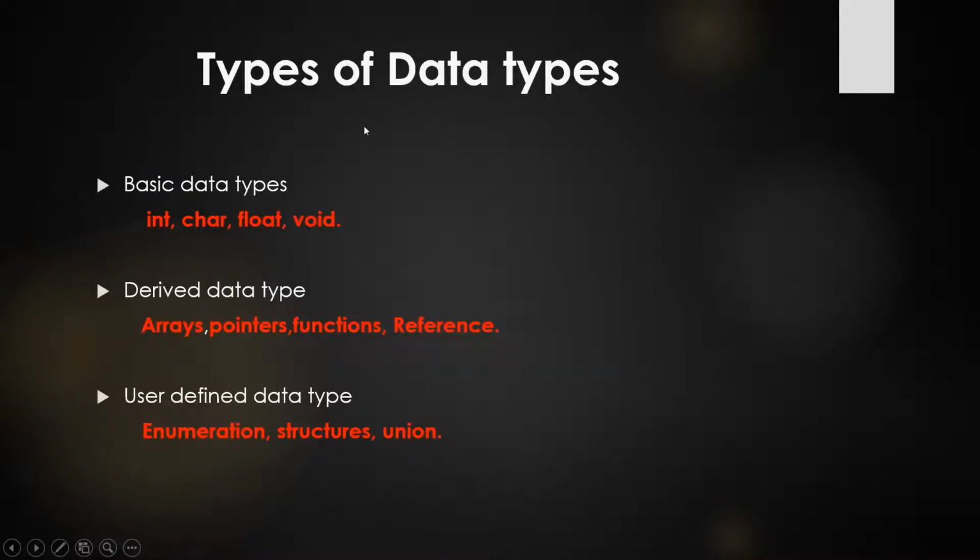Types of data types. We have basically three types. One is basic data types. These are the fundamental data types: int, char, float and void. Derived data types are array, pointers, functions and reference. User defined data types are enumerations, structures and union. In this video I would like to explain only the basic data types. The derived data types and user defined data types we'll discuss in the next video since we are short of time.